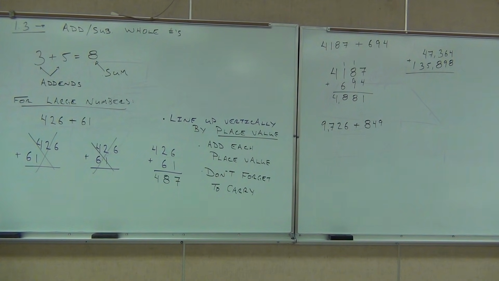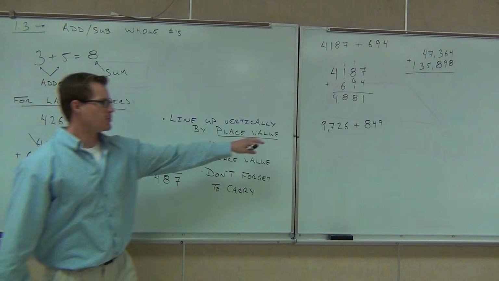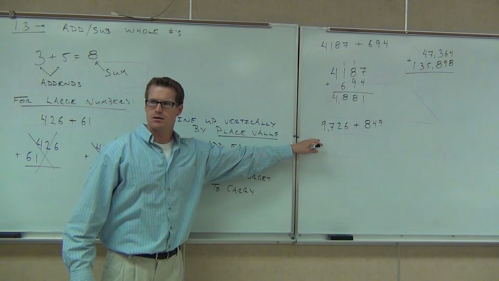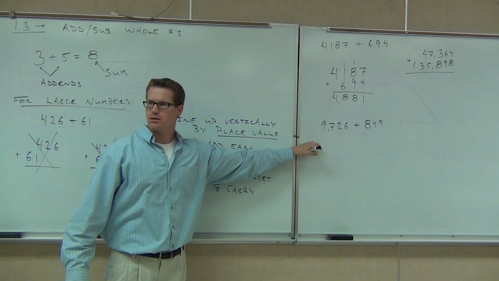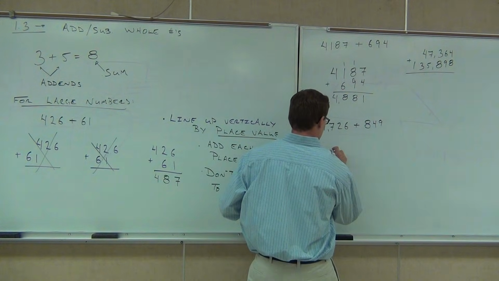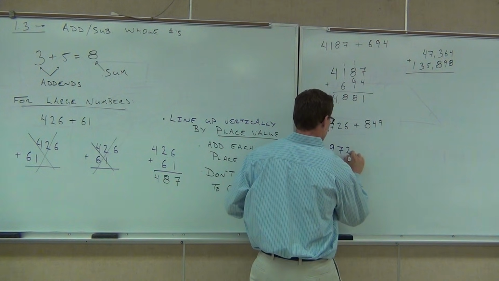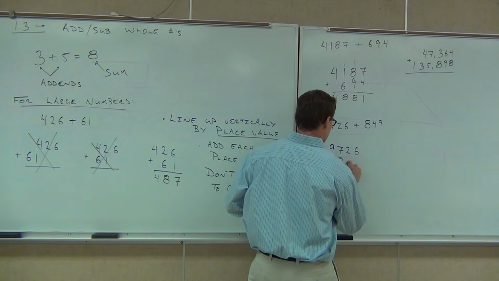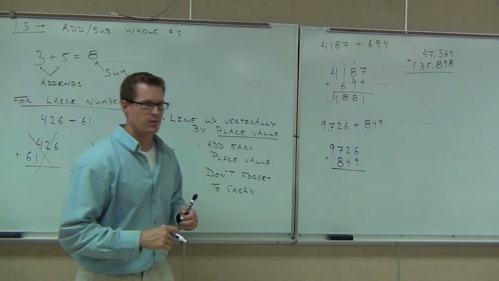Yeah, let's get started on this thing. Okay, the first thing we do, let's look at this first example. What do we do first again? Great, okay. So we'll keep that 9,726 on top and the 849. Put a little addition sign over there, that way we know we're adding.